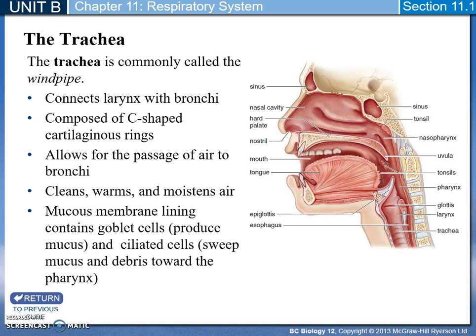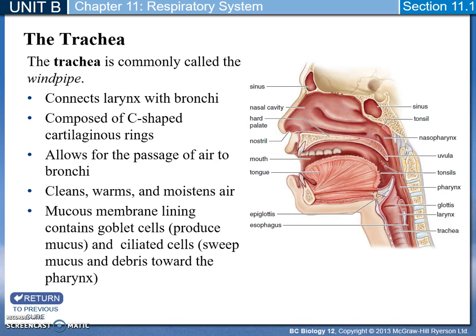So the trachea, commonly called the windpipe, connects the larynx with the bronchi, and it's composed of C-shaped cartilaginous rings and allows for the passage of air to the bronchi. The C-shaped cartilaginous rings are there in order to keep the passage open all the time. Like most tissues, if they don't have some kind of a hard material in them, then generally speaking, they will just simply collapse. So these have the cartilage in them in order to keep them open.